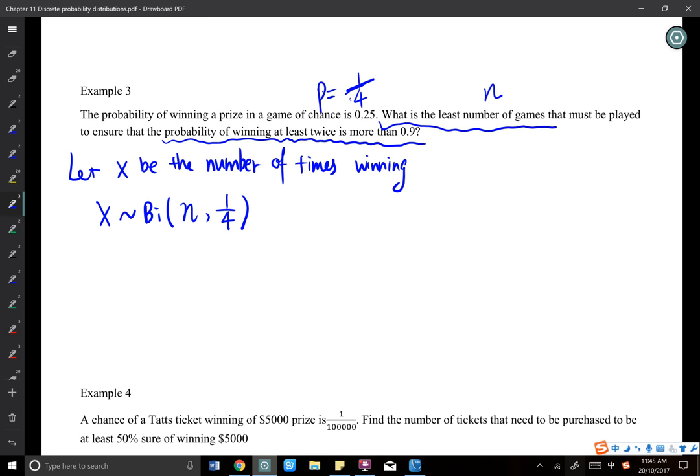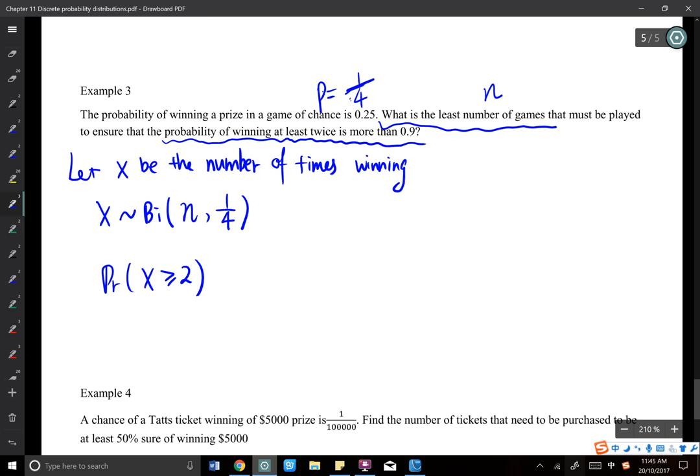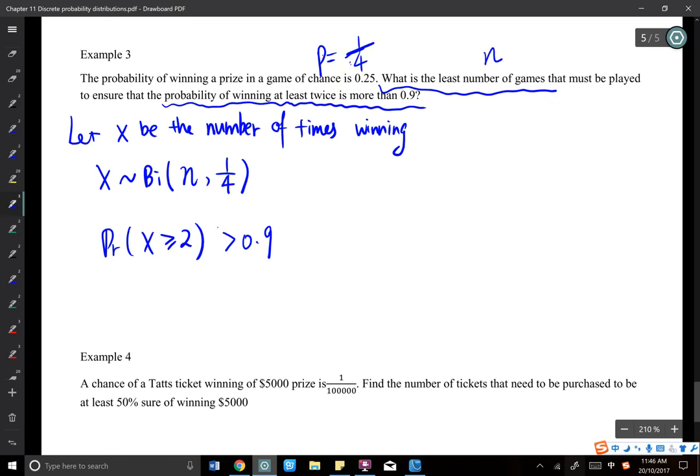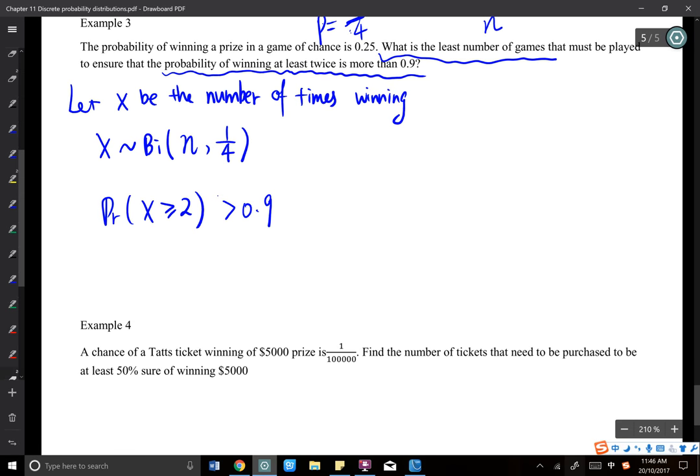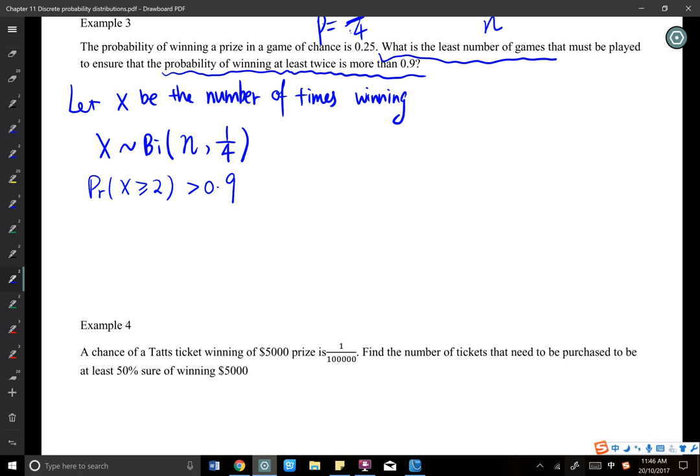Then I have another sentence here. It says, to ensure that the probability of winning at least twice. The probability of winning at least twice will look like that. What happens to that probability? That probability is more than 0.9. That's what I can write. That's what we get: P(X ≥ 2) > 0.9.